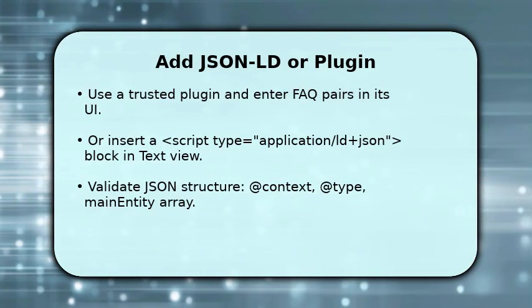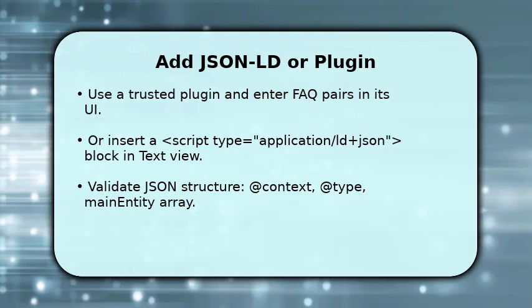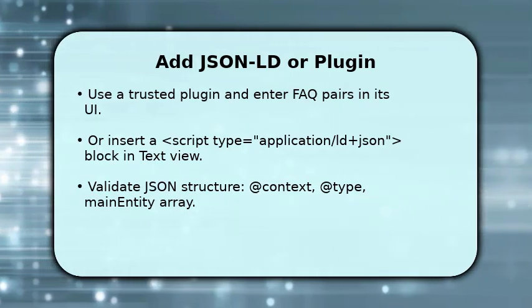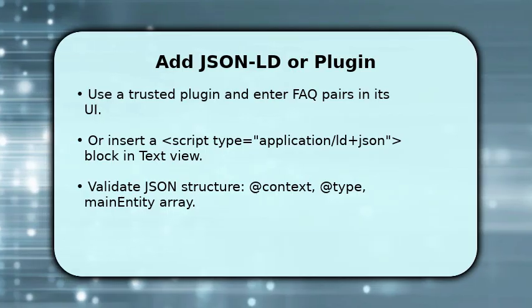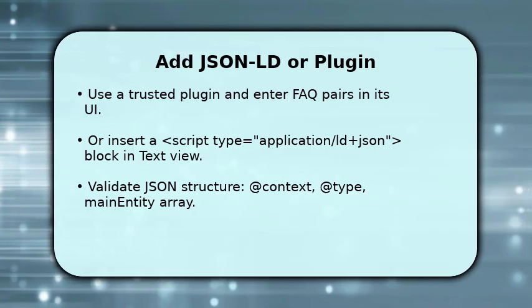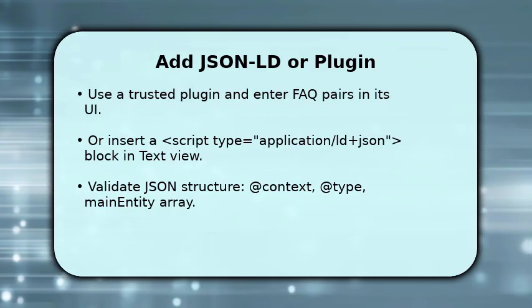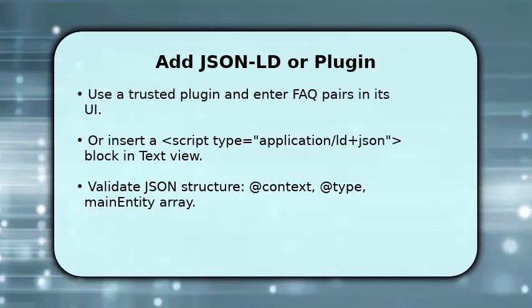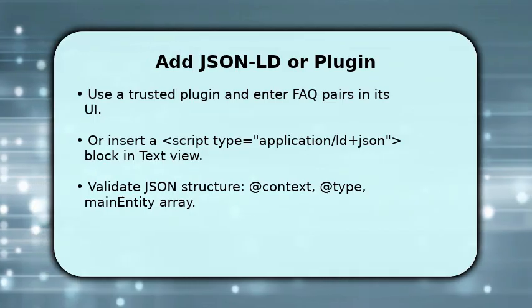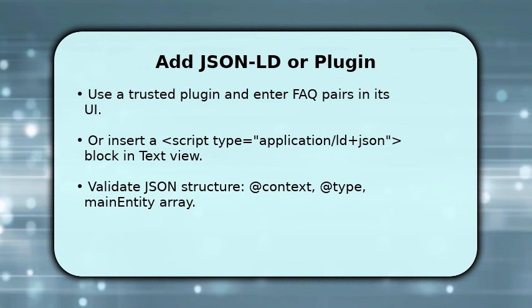Now you add the schema itself. If using a plugin, open its FAQ schema UI and paste each question and answer. The plugin will generate structured JSON-LD for you. If doing it manually, switch to text view in Classic Editor and insert a script type equals application/ld+json tag with an object. @context, @type FAQPage, and mainEntity as an array of question/answer objects. Make sure strings are escaped and IDs are consistent.